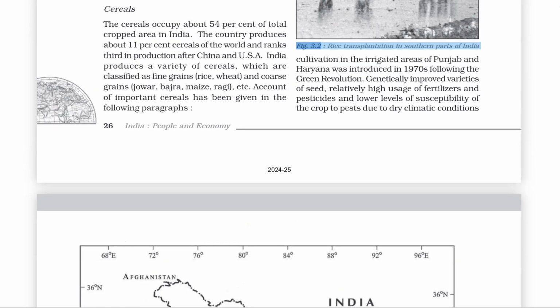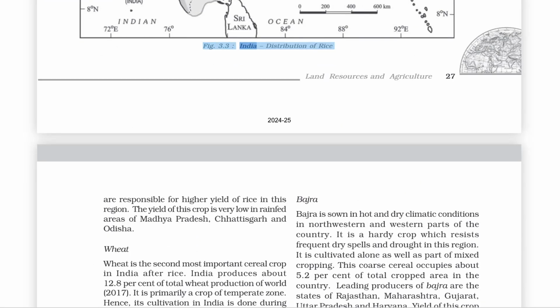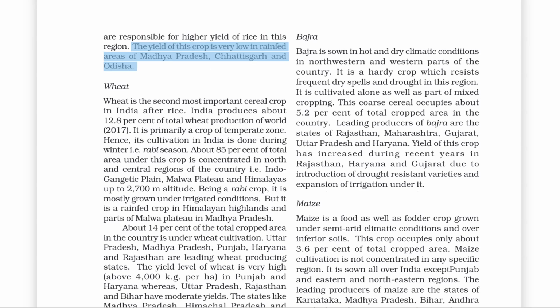Figure 3.2, Rice transplantation in southern parts of India. Land resources and agriculture. Figure 3.3, India, distribution of rice. India, people and economy. These are responsible for higher yield of rice in this region. The yield of this crop is very low in rain-fed areas of Madhya Pradesh, Chhattisgarh, and Odisha.